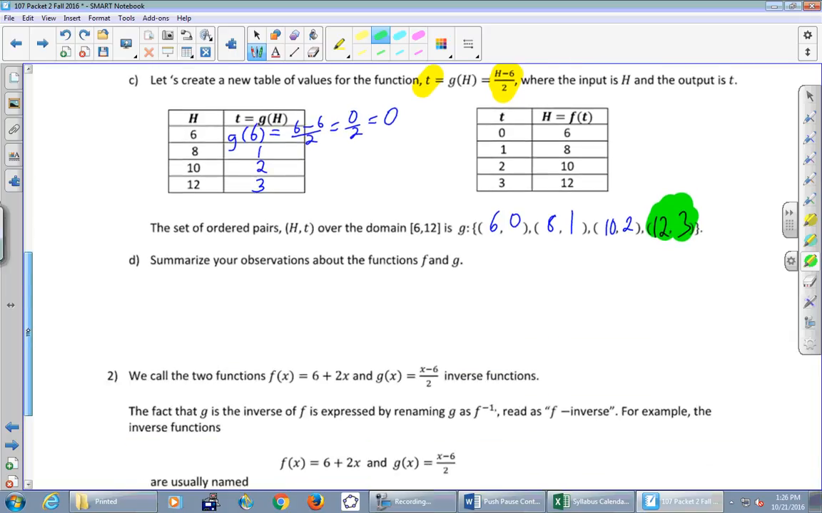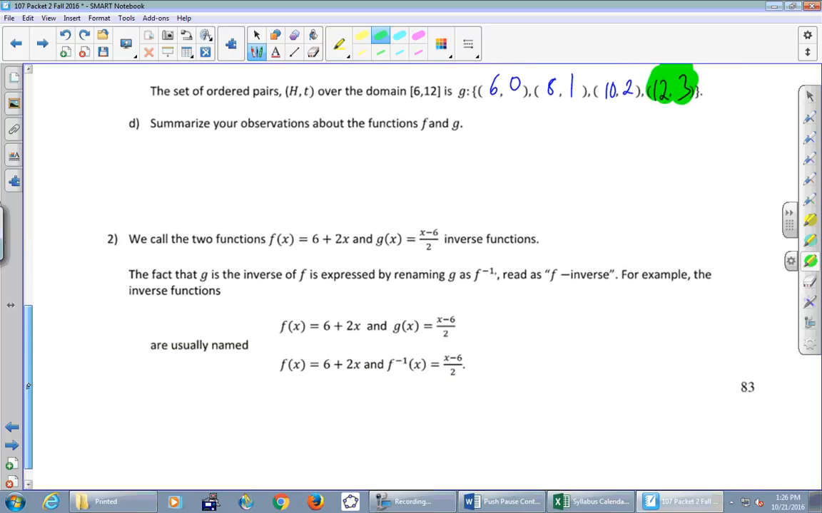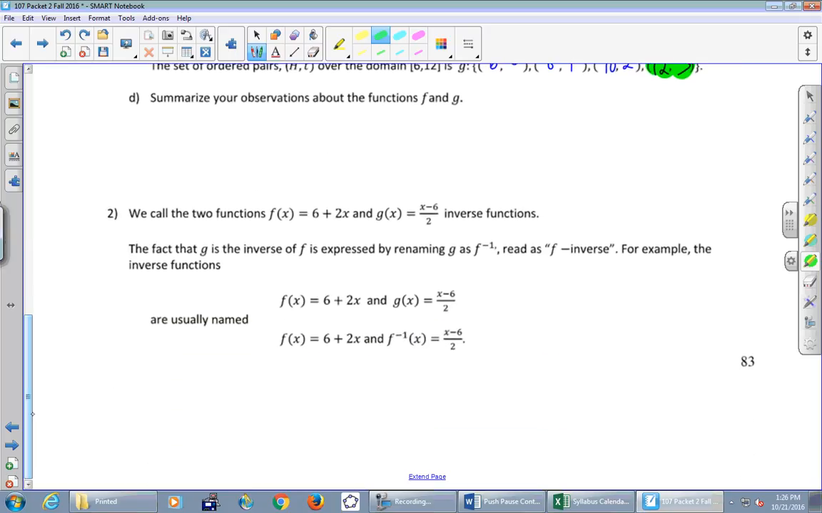Okay, so these 2 functions, I'm skipping down here to number 2. So we called the 2 functions f of x equals 6 plus x. It was a 6 plus t. And g of x equals x minus 6 over 2. That was a t minus 6 over 2. We call them inverse functions. Inverse functions. That's the topic for today and next class.